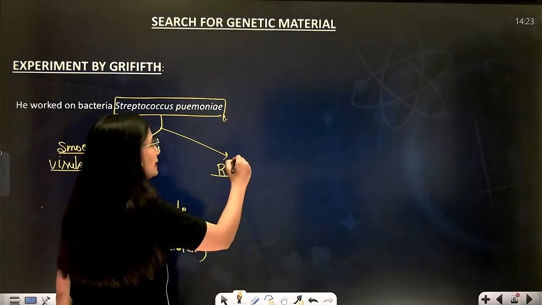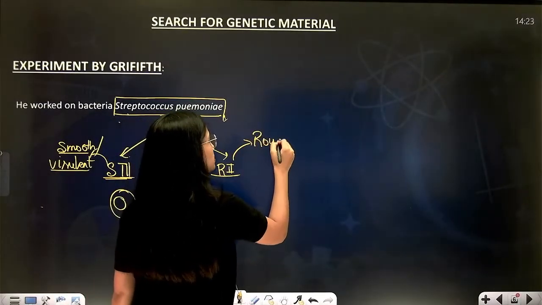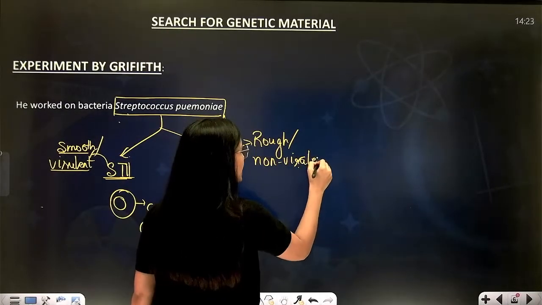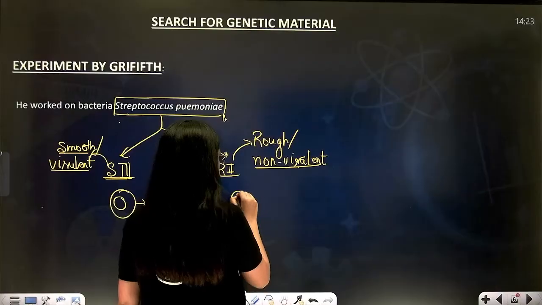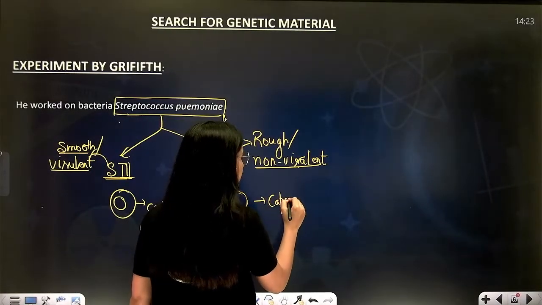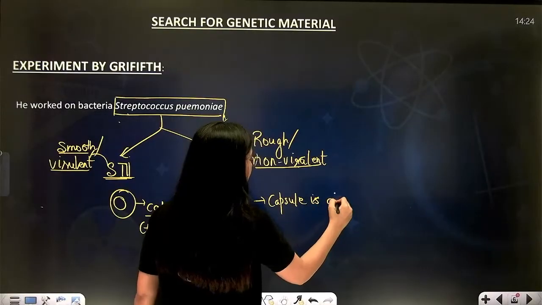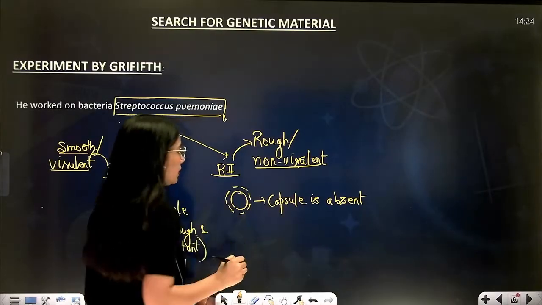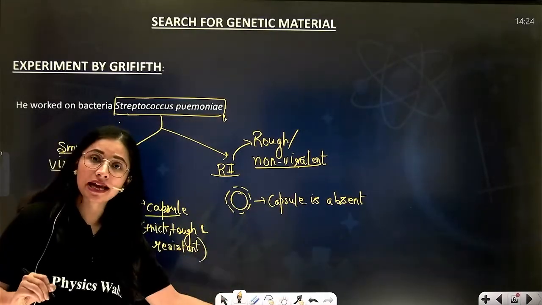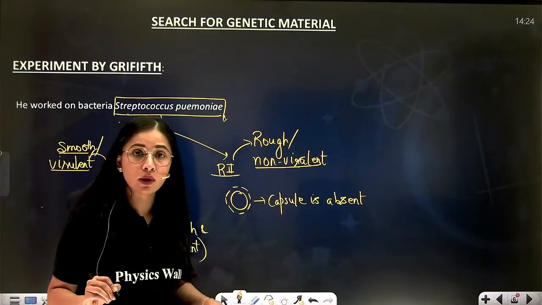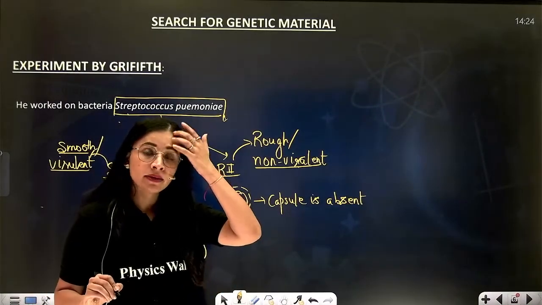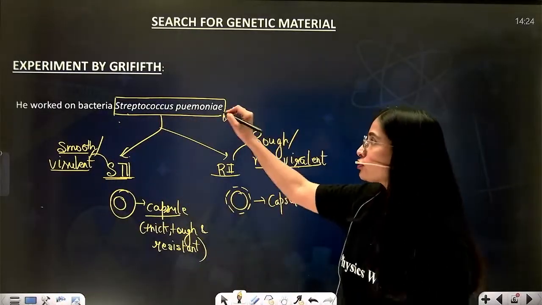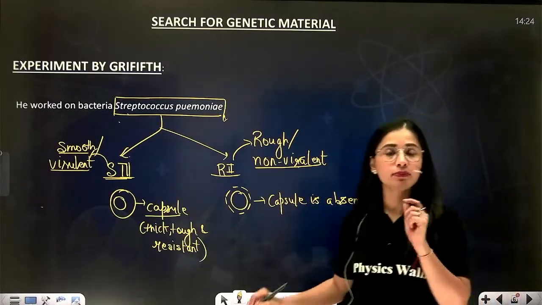On the other hand is the R2 strain. R stands for rough or non-virulent. In such bacteria, the outermost layer is not a capsule. Rather, it is a slimy layer called the slime sheath. So when the capsule is absent, if such bacteria enter your body, the host immune system will recognize them, kill them, and they will not be able to cause infection. Now, understood? So basically, Griffith took two strains of pneumonia bacteria.